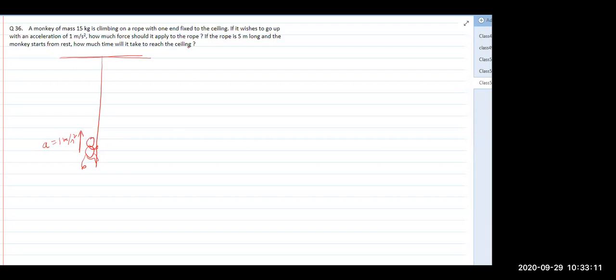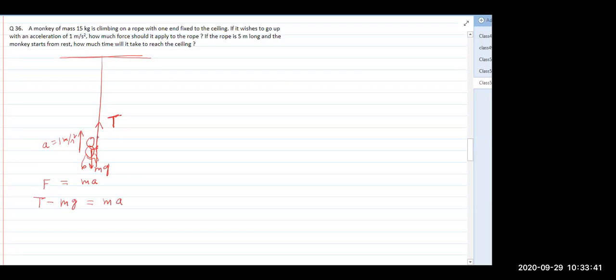net force. Since we have F equal to ma, the net force is ma. So what are the forces acting? One is its weight, mg, and second is the tension from the string, acting on the monkey by the string. Since the monkey is rising upward, the tension must be greater. So we can write tension minus mg equal to ma.